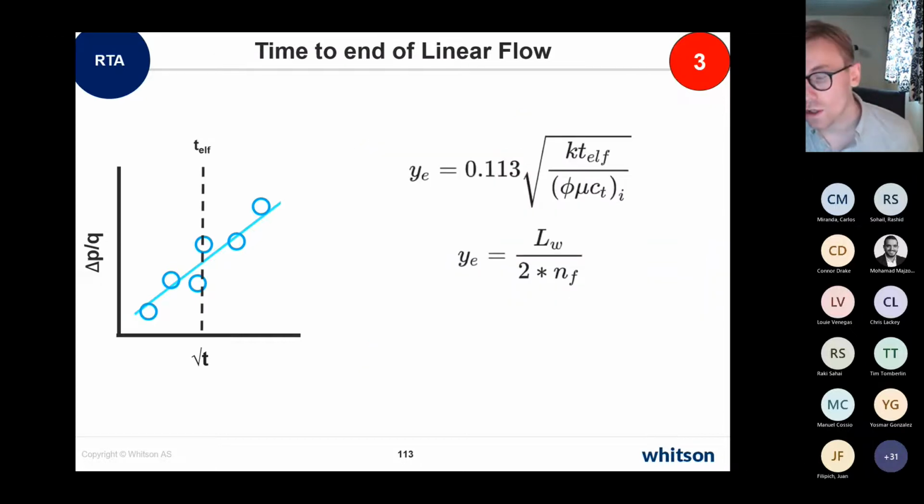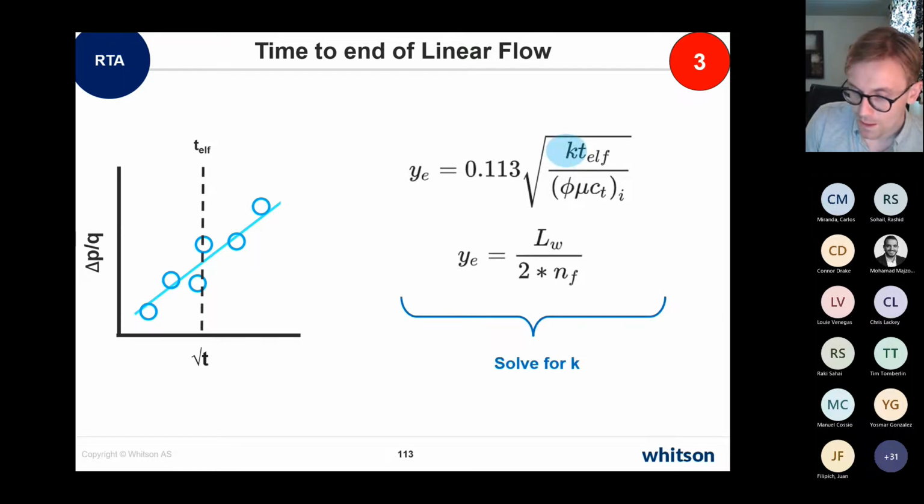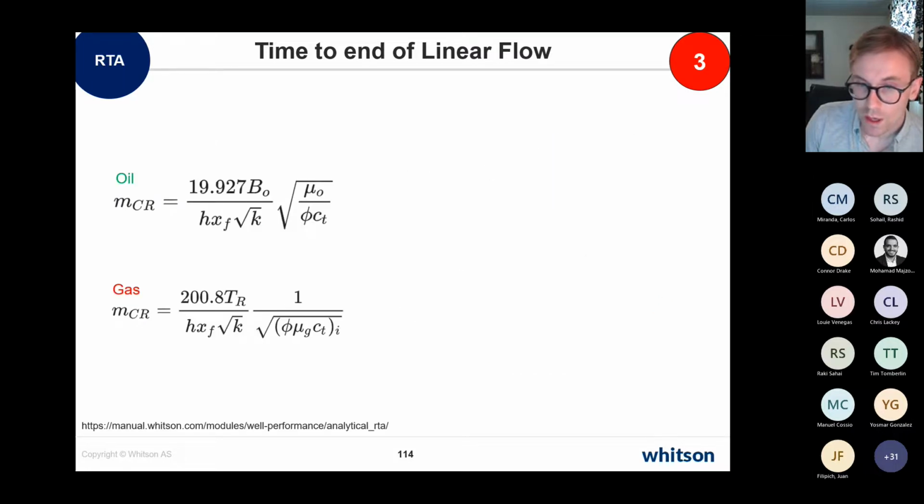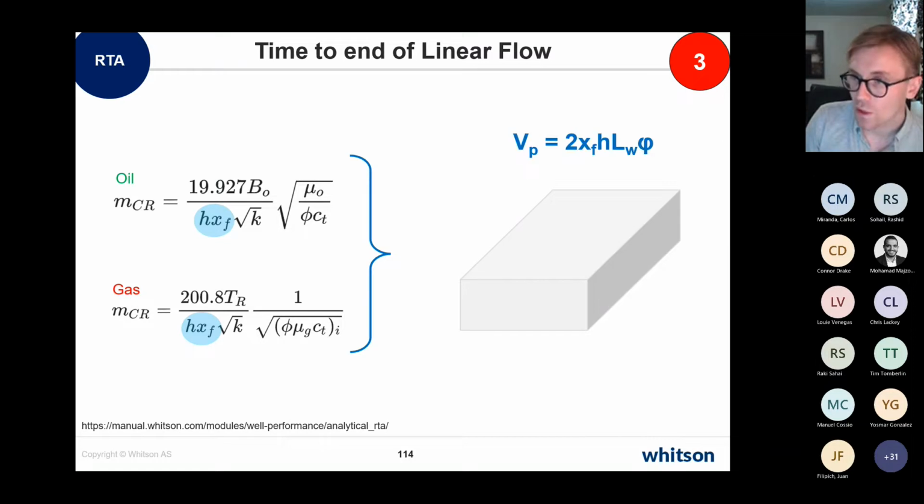The second thing is the time to end of linear flow. There's also an equation for that, again for constant rate, that has been published many times in the past as well. We simply use this equation to solve for permeability, okay? And then we plug that back into the original equations for the slope. And then we get the product, which is H times XF. And many times we assume a certain H, but with that, we're able to come up with our estimate of pore volume.